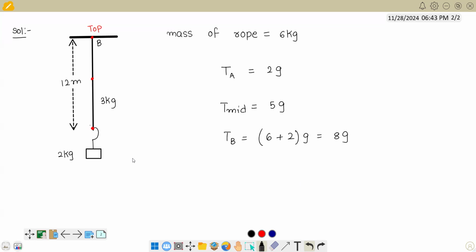What if somebody says, I want to find the tension at 2-meter height from the bottom? Then you have to use mass per unit length, find the mass of only this segment of the rope, and multiply with G. Okay, now I got the tension at the lowest point. This is the lowest point, which I'm calling A, and the highest point, which I'm calling B. So we got tension as 2G here and 8G there.